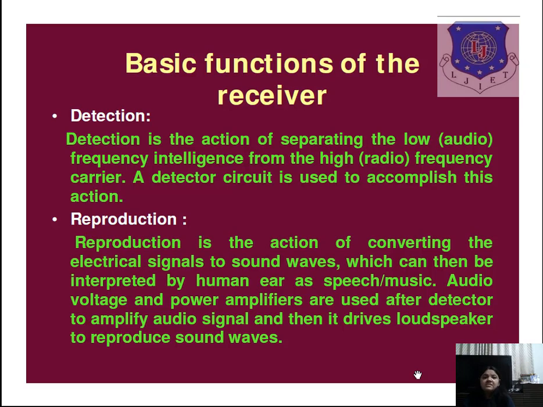Next is reproduction. What is reproduction? It is converting the electrical signal into sound waves. As we know, the electrical form of the signal is only for processing the information. We don't understand that form of the signal. So, whenever a signal comes to us, it is mandatory to convert the signal form so that it can be heard by the human ear, and they can identify whether it's a speech or a music signal.